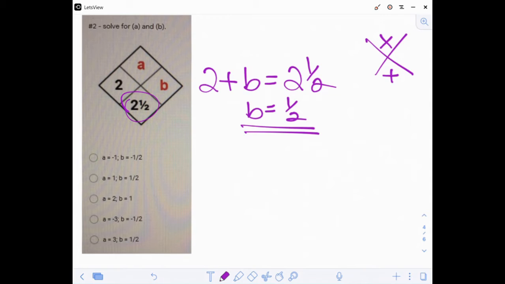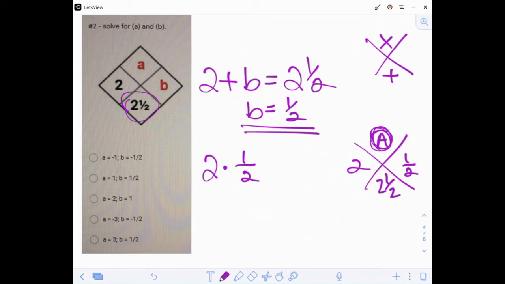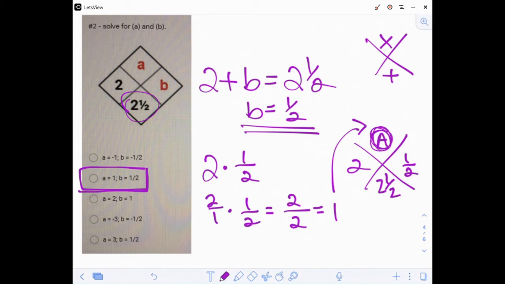To get A, now that we know B, our pattern now looks like this. We have 2.5. We've got 2. We figured out this is 1/2. We want to figure out this one. So to figure out A, we just need to multiply 2 times 1/2. Well, we can rewrite that as 2 over 1 times 1/2. Multiply across. 2 times 1 is 2. 1 times 2 is 2. That equals 1. So A equals 1. So if A equals 1 and B equals 1/2, it looks like we want this answer. All right, let's look at the last one.